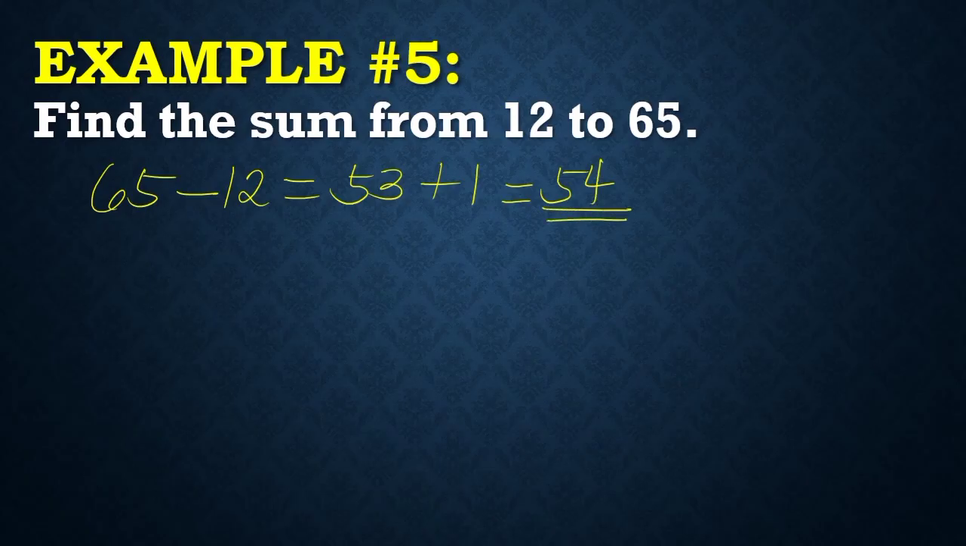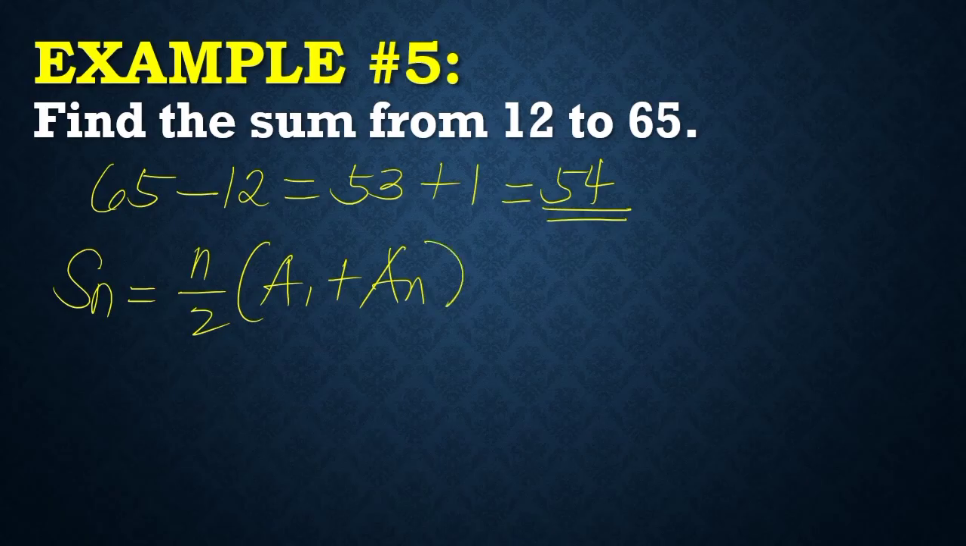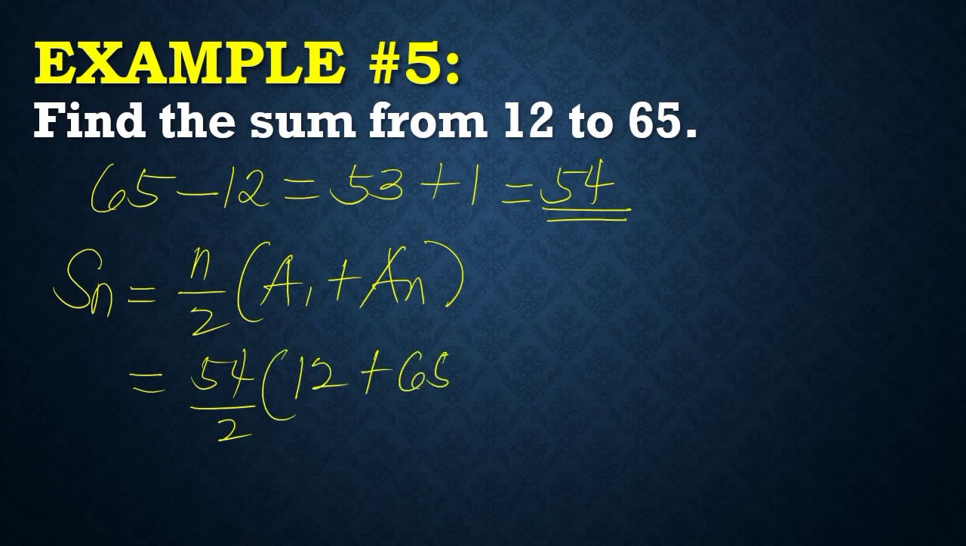N now is 54. So, applying the formula, S sub n is equal to n over 2 times the quantity of a sub 1 plus a sub n. So, n is 54 divided by 2 times the quantity a sub 1 is 12 plus 65. Now, 54 divided by 2, that is 27.